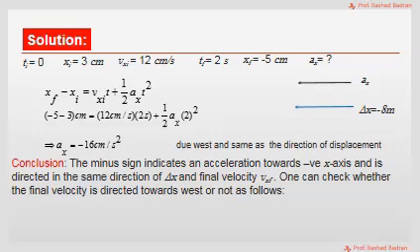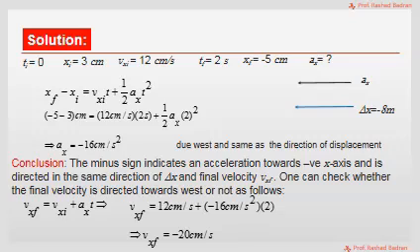Well, you can also check the value of the final velocity. You can find it simply by substituting in this equation, and you're going to get a final velocity of minus 20 centimeters per second, which indicates that the car changed its direction from the east to the west, and that's why we got an acceleration in this case.